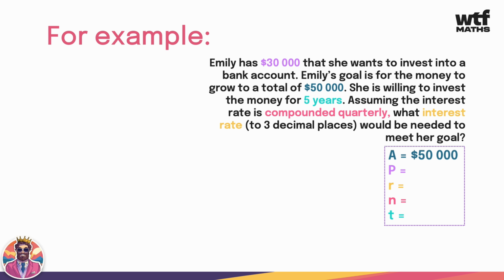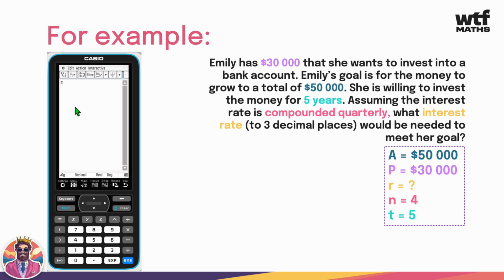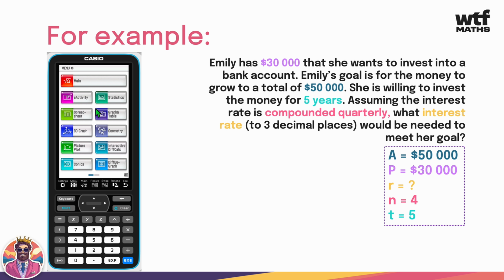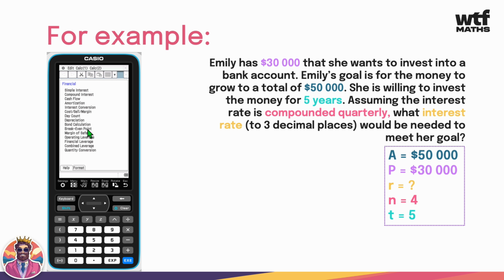We know her goal is to have $50,000 in total. We know she's starting with $30,000. We don't know what the rate is. We know the number of periods per year we're compounding is 4. And we know 5 years have gone past. So we're now going to switch to the finance tool to work out this missing rate. Okay, so we're going to try using the finance tool to solve Emily's problem here. So we're going to go to the menu. Now this is your menu here. We drag across to the right and we're going to choose the financial tool again. Now, if you're on this menu here, we just want to choose compound interest.